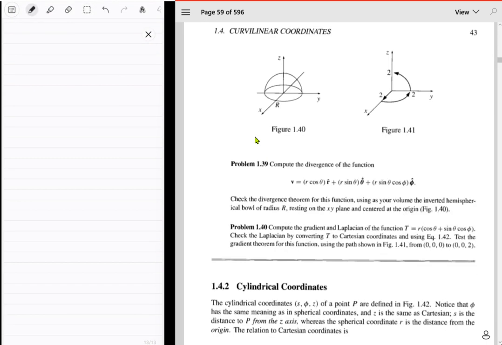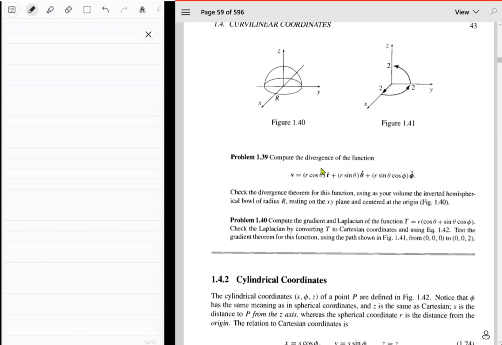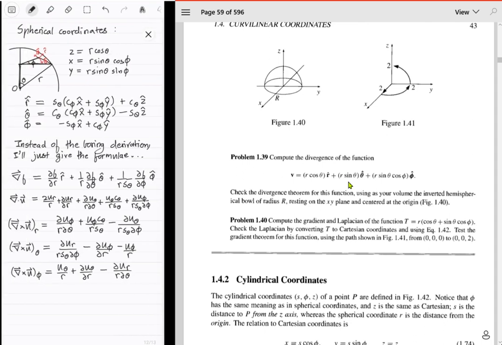Let's just move on now. Compute the divergence of this function, which is r cosine theta r hat plus something more. Right, it's in spherical coordinates, so you will have to use the divergence formula. Oh, this is going to be hard. Fine.